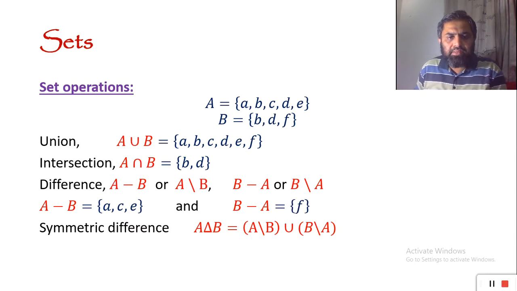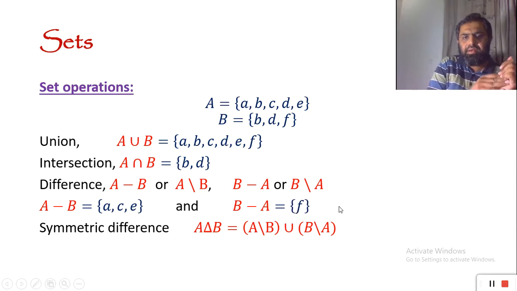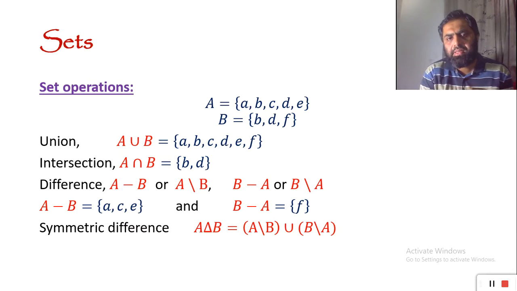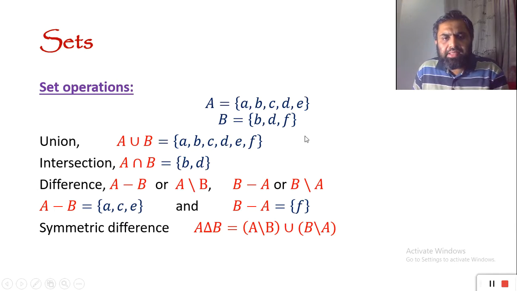Similarly, we can define B minus A. Those elements which are present in B and not present in A. We should not include those elements which are common between A and B. So for B minus A, we can see B and D are common between A and B. These are present in B and these are present in A, so this is not the difference. F is an element which is present in B and not in A, so we write B minus A is equal to {F}. So this is the difference, A minus B and B minus A.